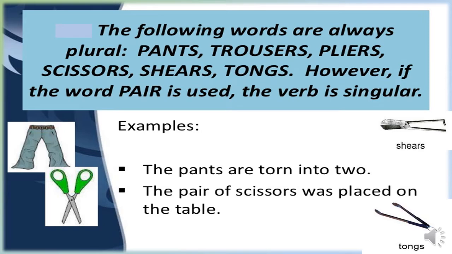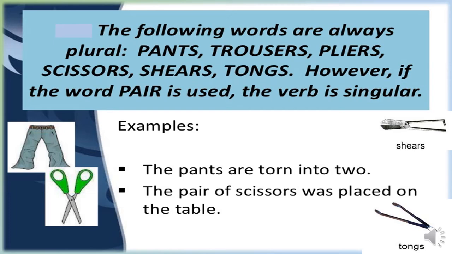This is actually a bit confusing, children. The following words are always plural: pants, trousers, pliers, scissors, shears, tongs. However, if the word pair is used, the verb is singular. You can look at the examples clearly. The pants are torn into two. Even though it is singular, there is an s after the word pant, so it is considered plural. And then we use the plural verb are after the noun.